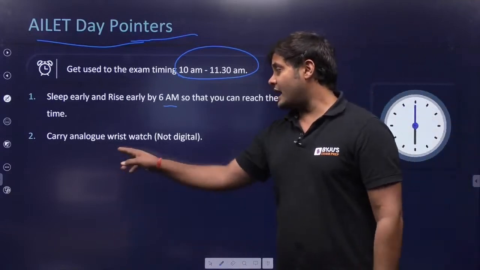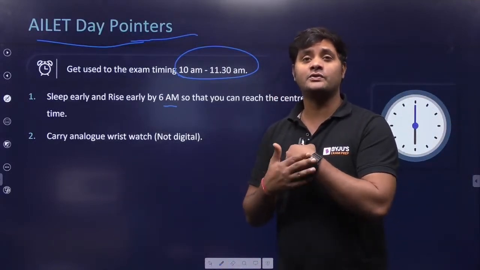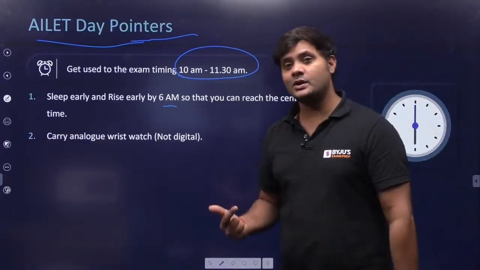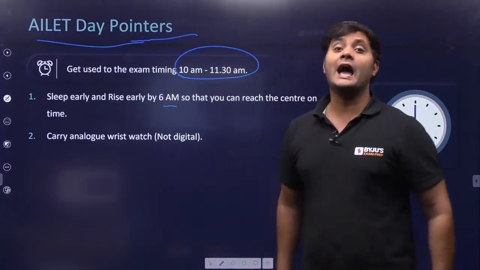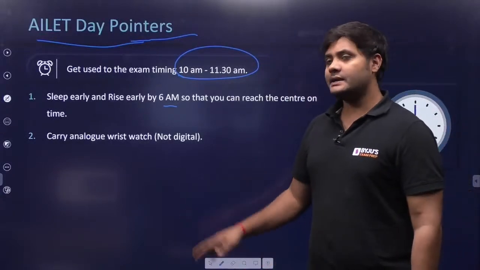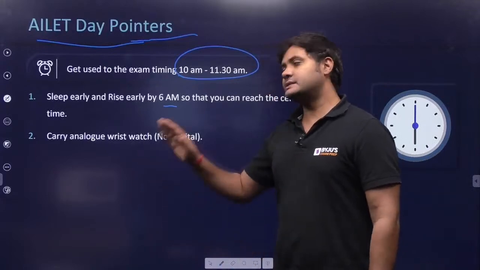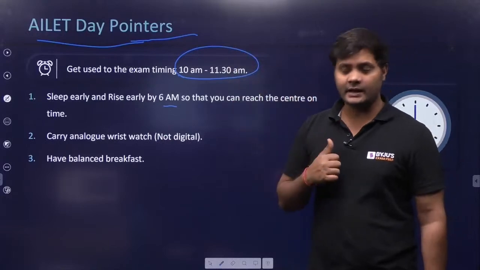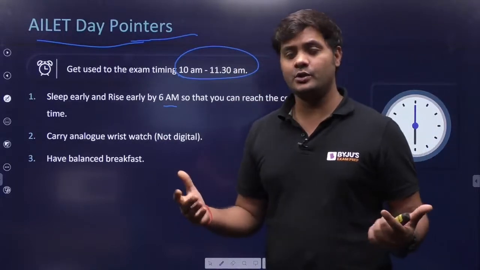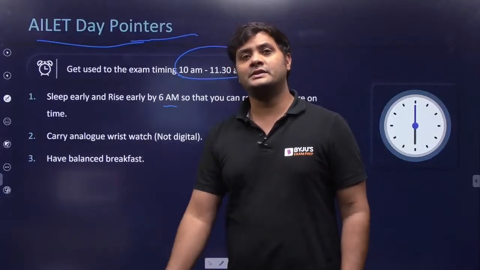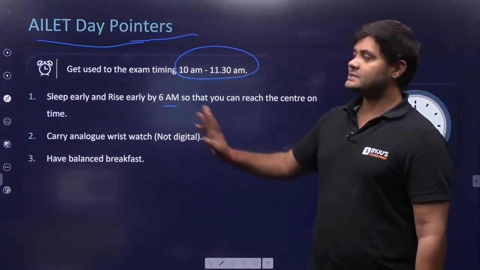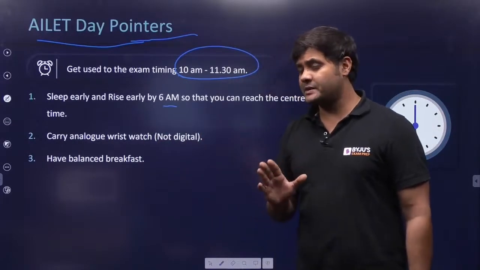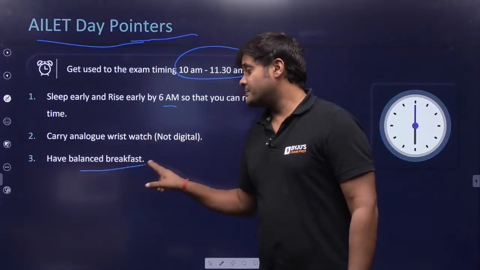Carry an analog watch and not a smartwatch. The digital watch will also not work. Semi-digital will also not work. Or the Apple watches, even they won't work. Any such thing will not be allowed, right? Just carry a normal analog watch. If you have a wall clock in your room, well and good. If not, you can always ask the examiner about the time left, and the best thing is to carry the watch yourself. Carry a water bottle also with you, a transparent water bottle, and have a balanced breakfast, right?